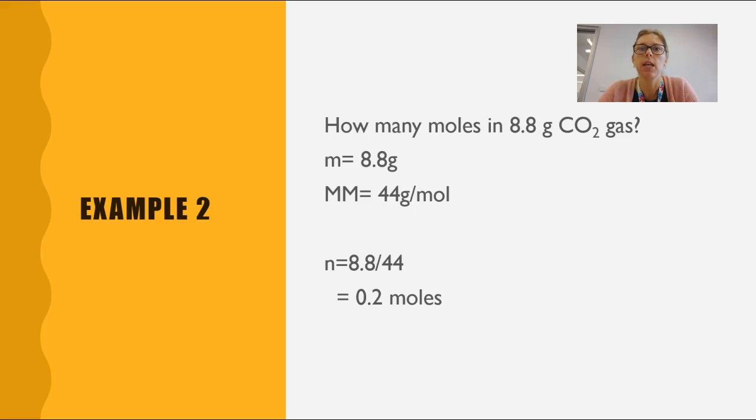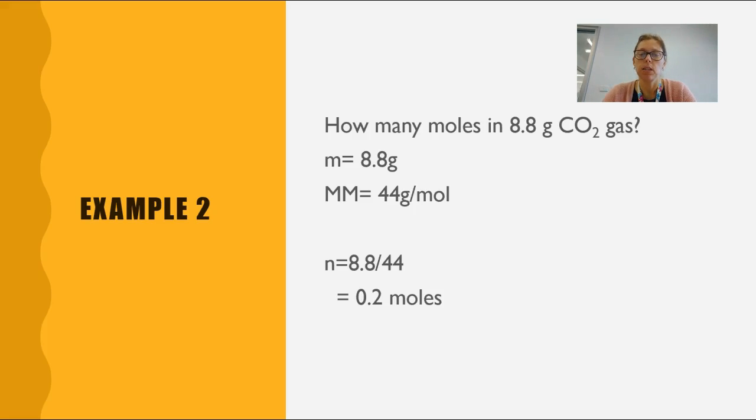How many moles are there in 8.8 grams of carbon dioxide gas? So again, let's write down the information we know. Some of you are a little bit lazy with doing your working, and it's really important that you take this time, set your working out properly. So the mass is 8.8 grams. Our molar mass is 44 grams per mole.